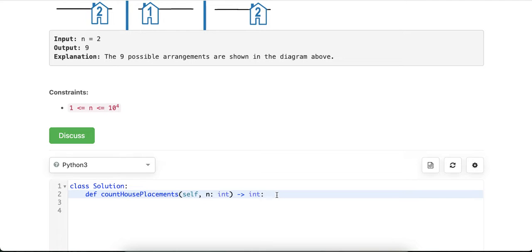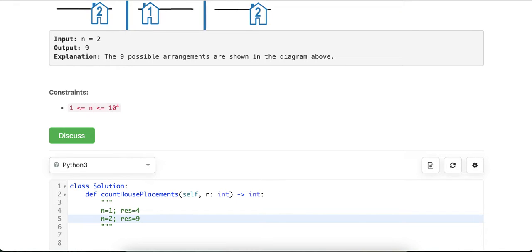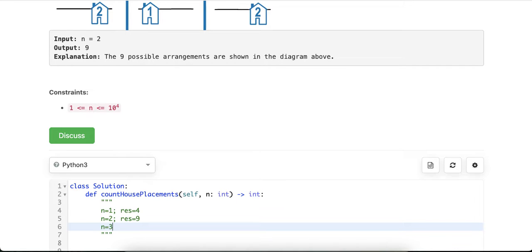So let's start with the tactic here. To build the tactic, we need to start with the examples and see what we can do, and then try to explore it by running several things manually. N equal to 1, we got 4 as the result, right? N equal to 2, we got the result is 9. How about n equal to 3?